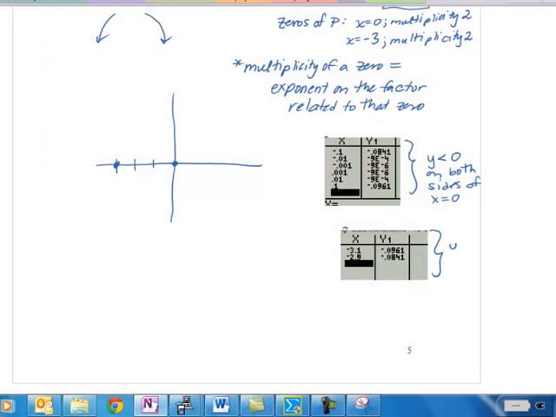So y is less than 0 on both sides of x equals negative 3 also. So we know the end behavior is going down on both sides. We know that on either side of this x-intercept, the graph is negative.